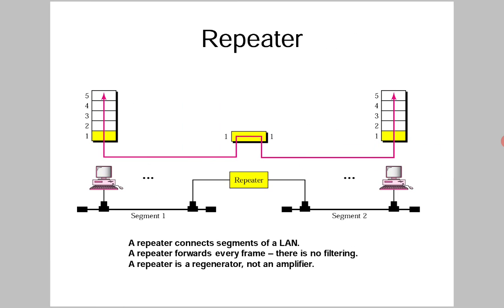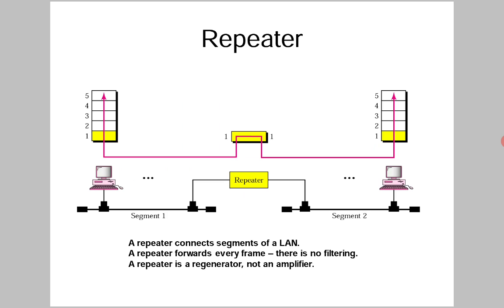So repeater. What is a repeater? A repeater connects segments of a network. A repeater forwards every frame. There is no filtering. A repeater is a regenerator, not an amplifier.